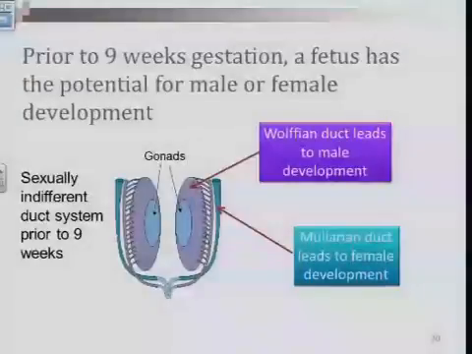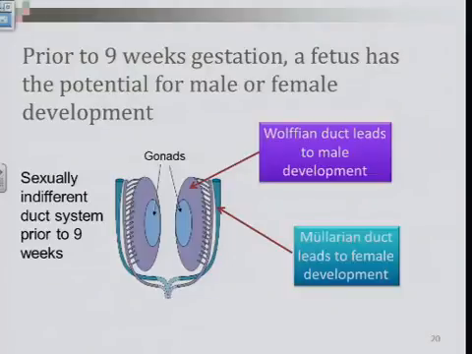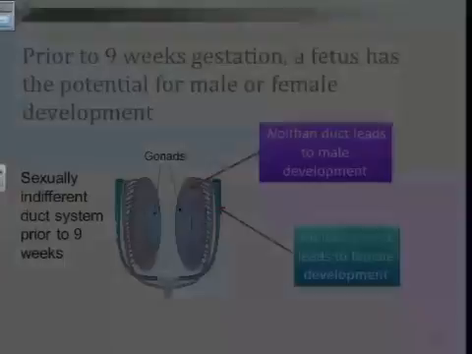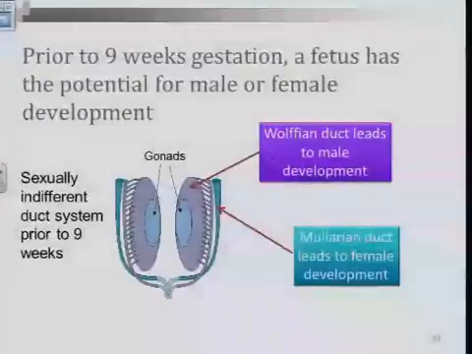So prior to 9 weeks gestation, a fetus has the potential to develop either male or female. We refer to the fetus at this stage as sexually indifferent, and it has a duct system. So here's the fetal gonads. It has Wolffian ducts and Mullerian ducts. Mullerian ducts will lead to a female reproductive system, while Wolffian ducts will lead to a male reproductive system.